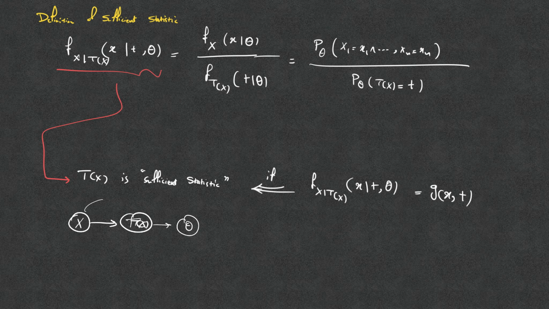That kind of means that there's no branch in this probabilistic graphical model from x to theta. And one other thing this conditional means is that when you have the value for this t, these two become separate in this probabilistic graphical model, and therefore you will have this conditional assuming that T of x is a sufficient statistic. Again, this g of x, t means that you're no longer dependent on theta.